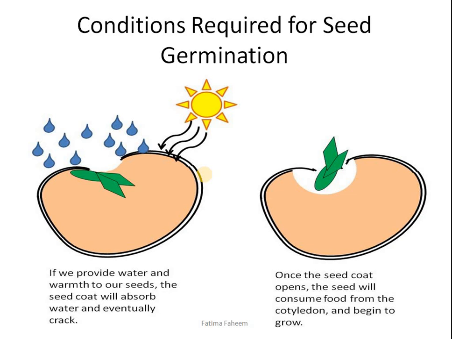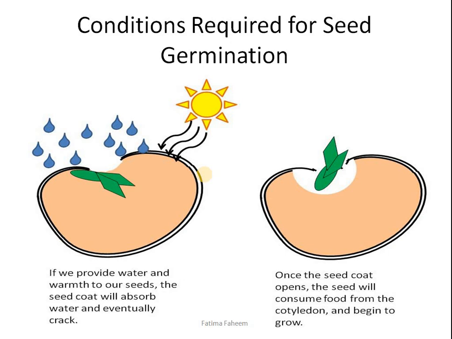So the first condition which is required for seed germination is water, because water is required to soften the testa so that the growing root and growing shoot, that is the radicle and plumule, can come out of the seed. Once the seed coat opens, the seed will consume food from the cotyledon and begin to grow. So the first condition was water.